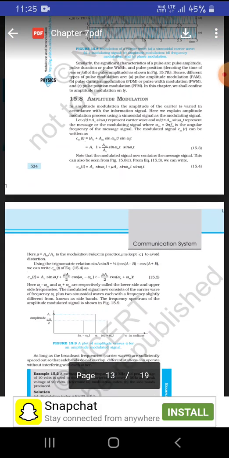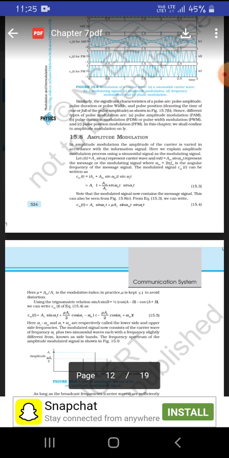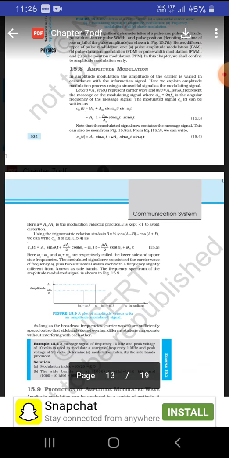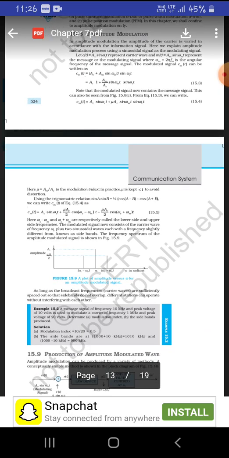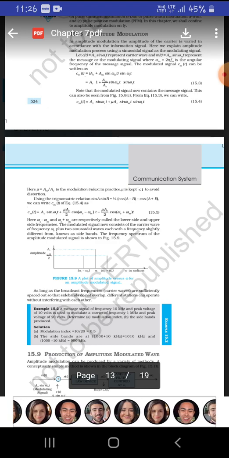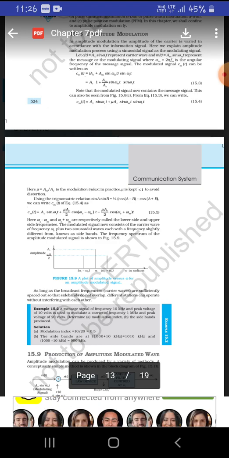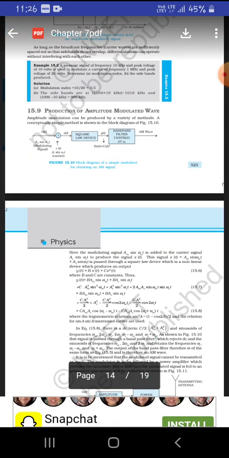What does amplitude modulation mean? In amplitude modulation, the amplitude of the carrier is varied according to the information signal. So there will be variation in the amplitude according to the information that the wave contains. It can be written as (Ac + Am sin wm t) sin wc t. Solving it, we get the formula c_m(t) = Ac sin wc t + (mu Ac by 2) cos(wc - wm)t - (mu Ac by 2) cos(wc + wm)t.